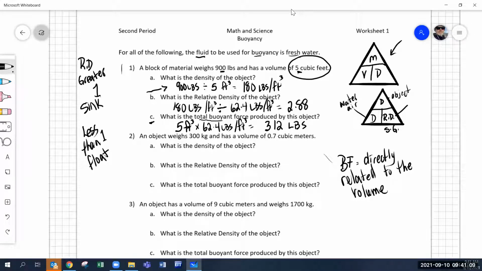Now I can ask you that block of material that weighed 900 pounds in air, how much does it weigh when it's submersed in water? I could tell you that 900 minus 312, that block of material when it's submersed in fresh water weighs 688 pounds. So it's lighter because of its volume.